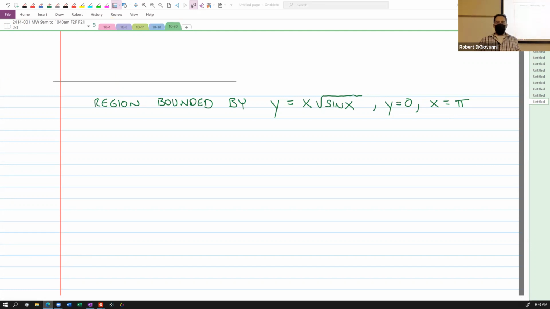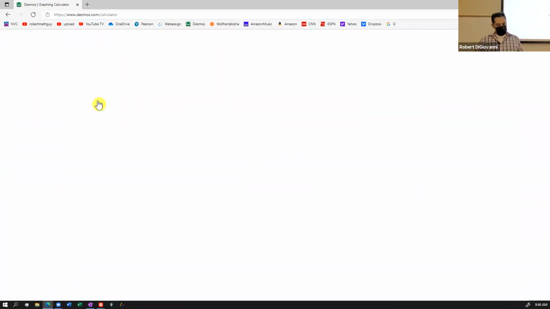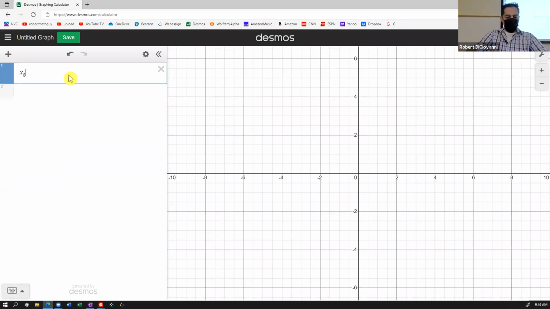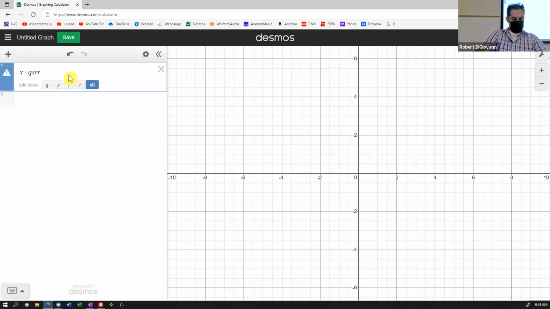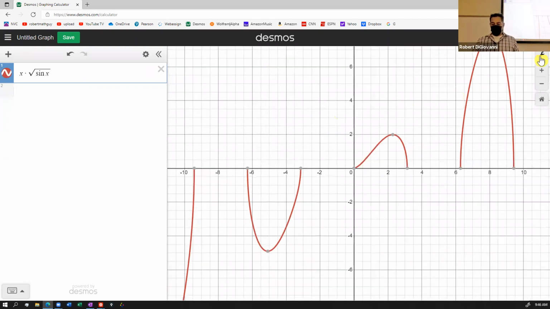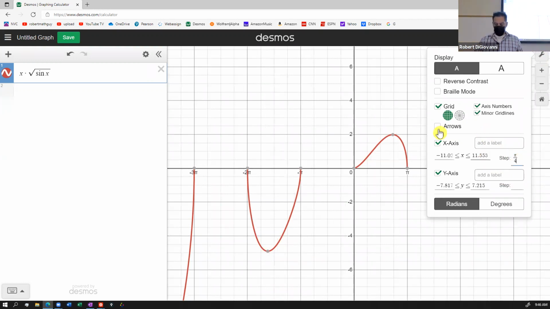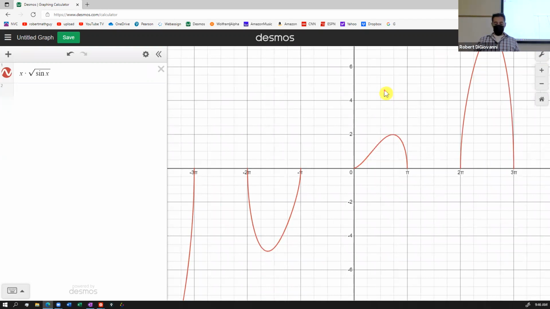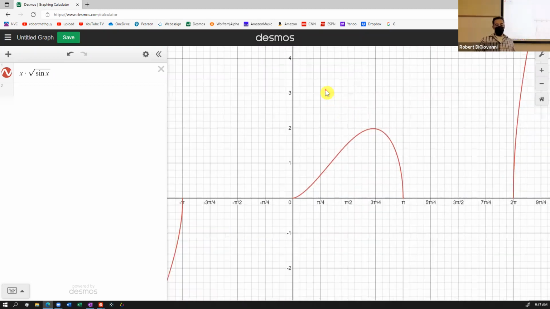I'll bring up the graph here. I haven't even done it myself yet. X times x times the square root, no, I need to hit square root of sine x. There we go. It should be a really weird looking graph. All right. Anyone else need help on the graph? Got it? You sure? All right.